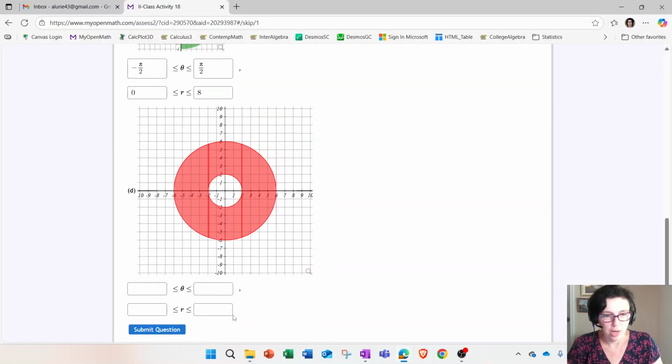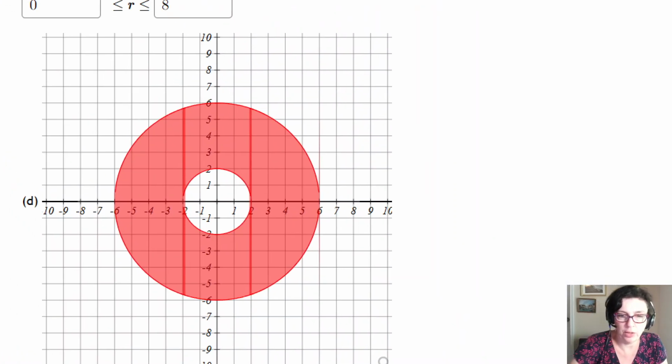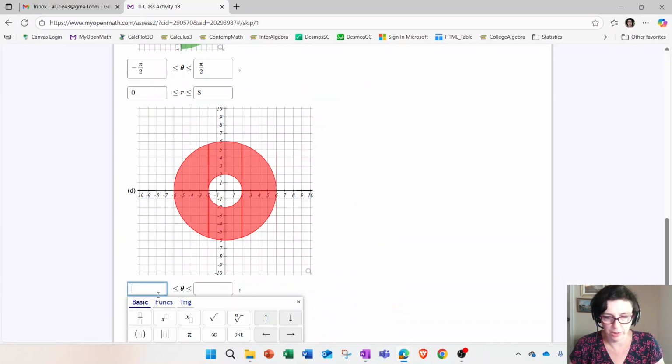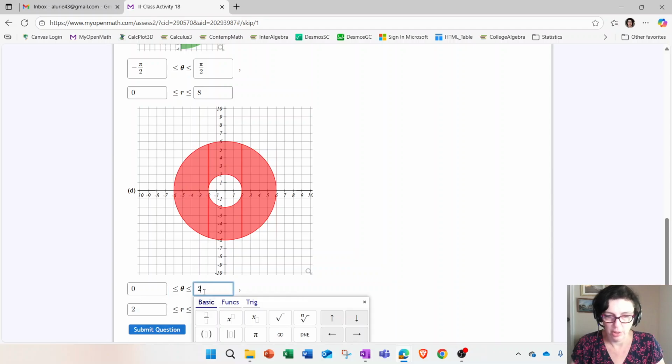So your r would go from 2 to 6, and theta, well, in order to get the whole donut, you have to start at 0, right? 0 degrees, and then you're going to go all the way around and come back over here to 2 pi. So that's the whole thing. So this is going to be 0 to 2 pi. Okay, let's submit and check it out.